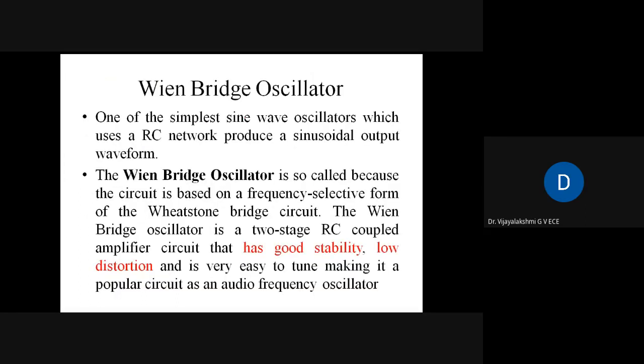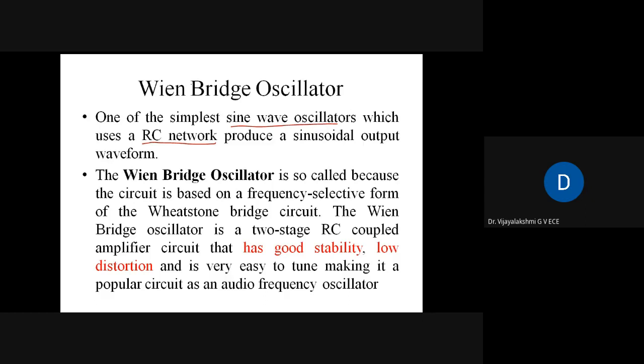So the Wien-Bridge oscillator is also an RC oscillator. It also uses an RC network, and this also generates a sine wave.